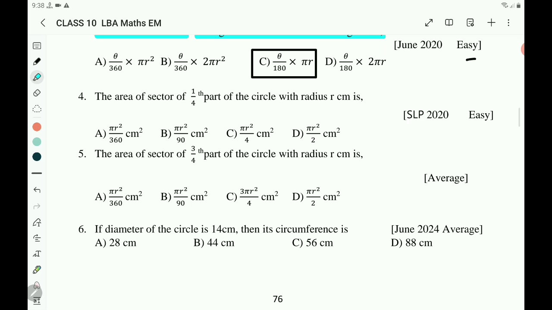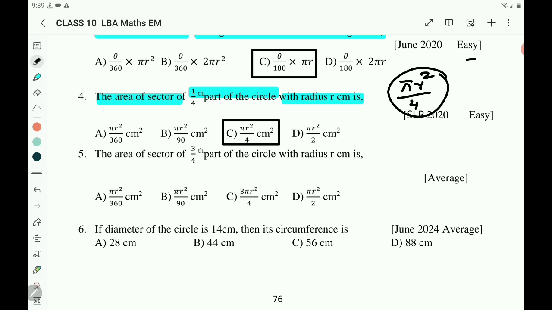Then next question, the area of sector of 1/4 part of the circle with radius r is. Area of sector of 1/4 of the part of the circle. You know the area of the circle. Area of the circle is pi r square. 1/4 means by 4. Pi r square by 4 cm square. So where is the answer? 1/4 area of the pi r square. 1/4 of pi r square means pi r square by 4.